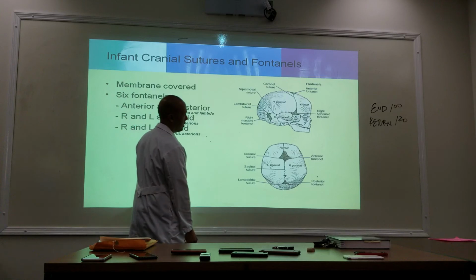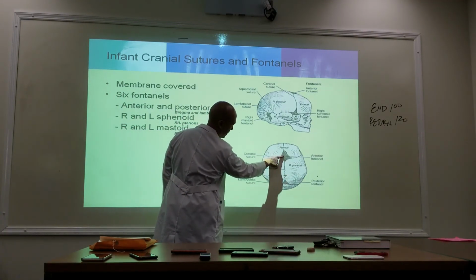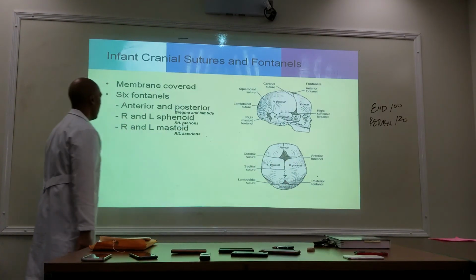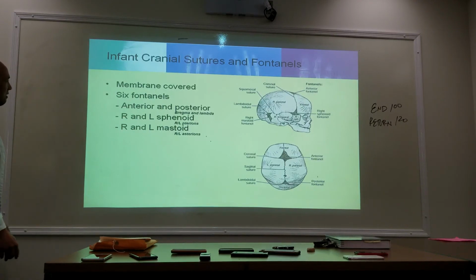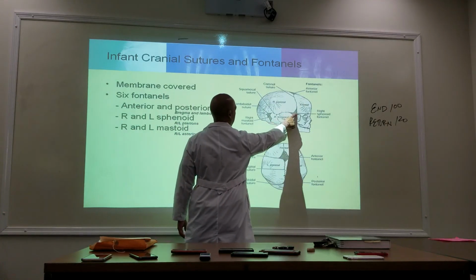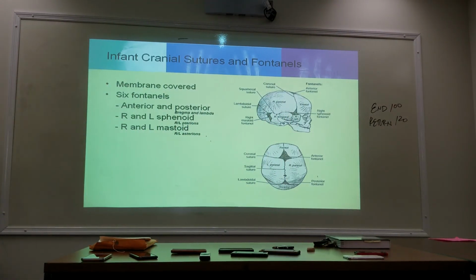So these are the anterior and the posterior. Then you have the right and left sphenoid, which eventually form the right and left pterions, right over here. And then back here, you have the right and left mastoidal, which will eventually form the connection of your right and left asterions.